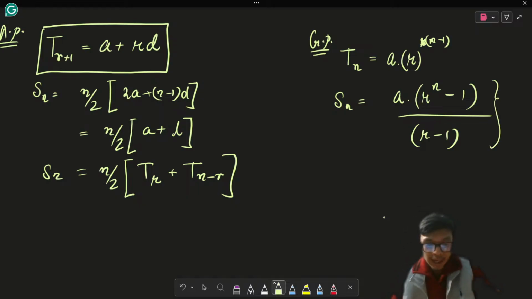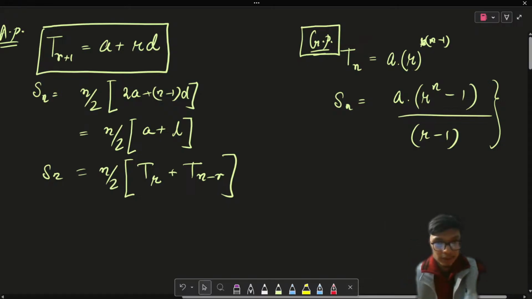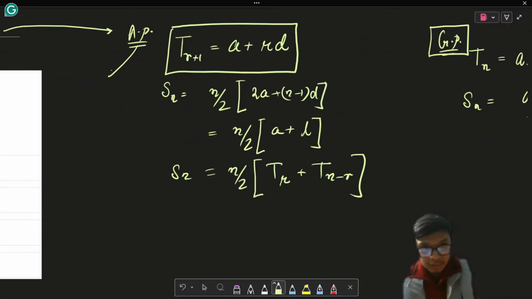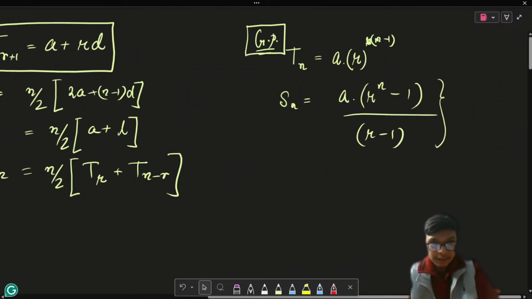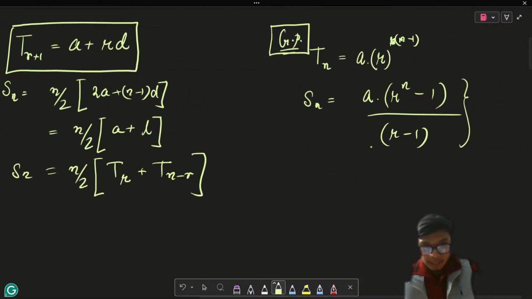And similarly, we have harmonic progression, which is nothing but the inverse of arithmetic progression. It isn't just an inverse, it is actually the inverse of an AP. So all the results of AP are just reciprocal in the case of harmonic progression, so we don't need to study it separately.